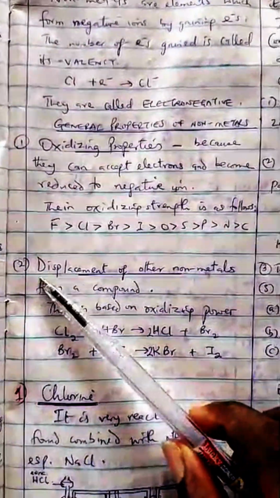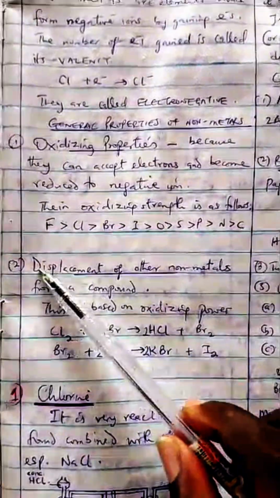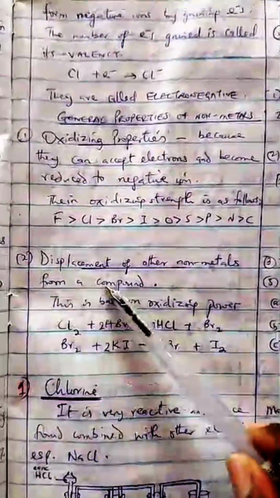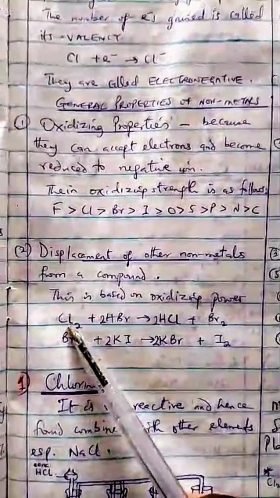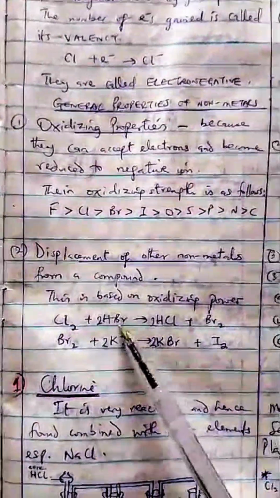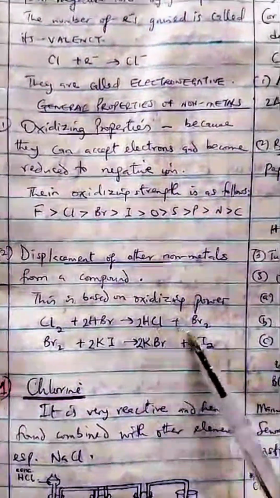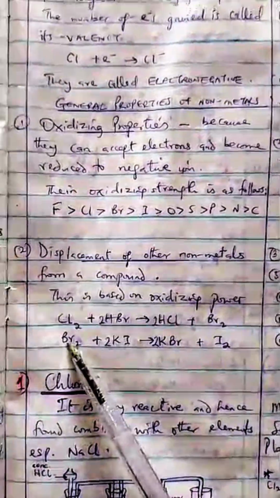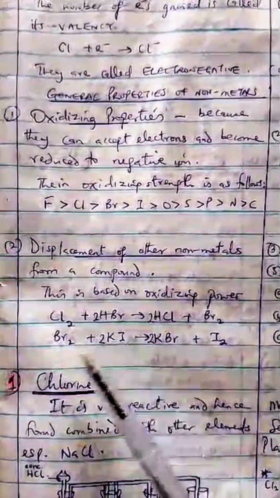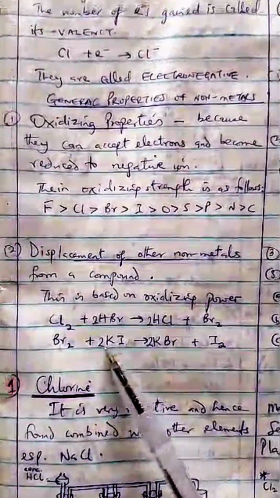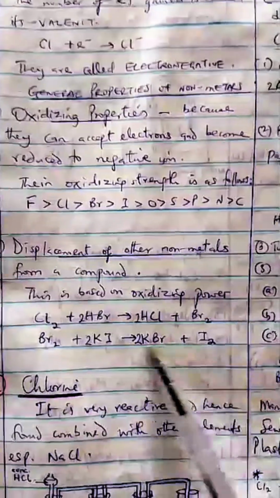Number 2 general property of nonmetals is displacement of other nonmetals from a compound. Of course, this is based on oxidizing power. In this reaction, chlorine displaces bromine from hydrogen bromide to form hydrogen chloride plus bromine gas. Similarly, bromine has more oxidizing power than iodine, so it displaces the iodine from potassium iodide.